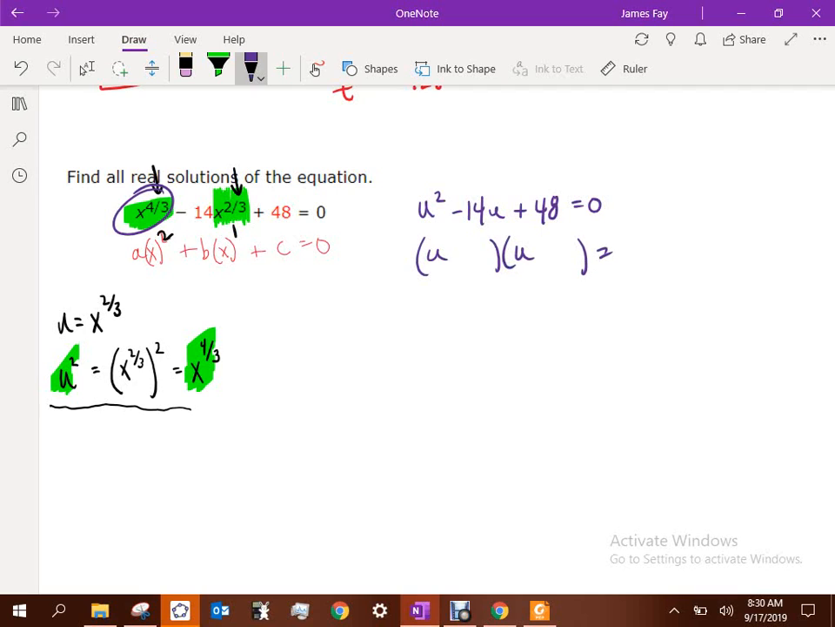My factors both have to be negative here, because they're going to multiply together, give me a positive, and add up to give me a negative. What are they going to be, though? Good, -8, -6. Okay, so this one's going to give me U to be 8. This one's going to give me U to be 6.